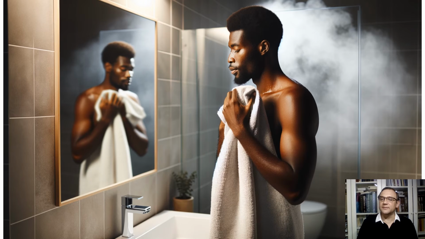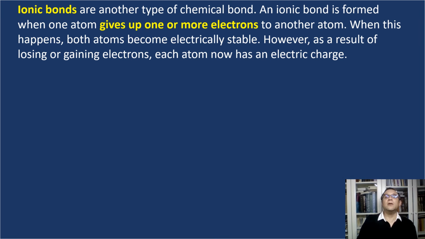Now let's move on to another type of bond, the ionic bond. An ionic bond forms when one atom gives up one or more electrons to another atom. The transfer causes both atoms to become charged. One becomes positively charged, losing electrons, and the other becomes negatively charged, gaining electrons. These opposite charges attract and form the bond.